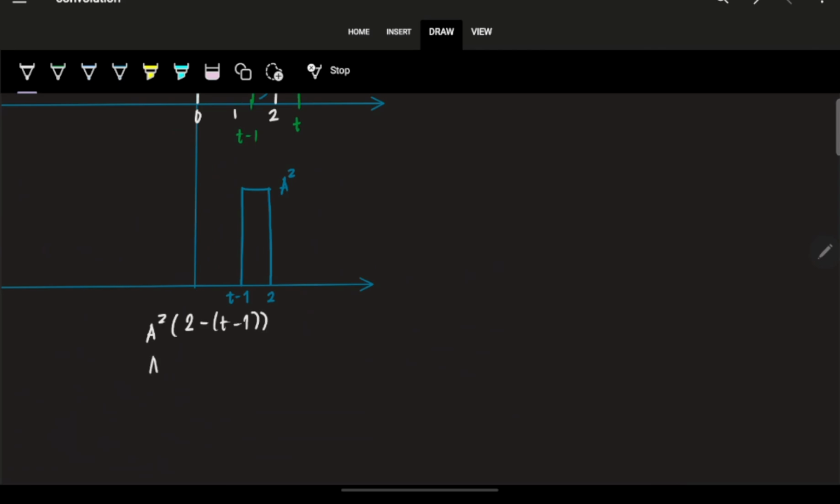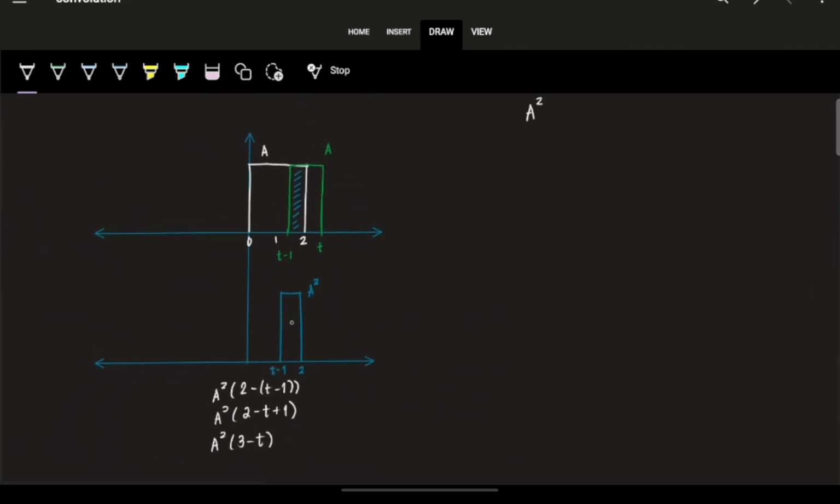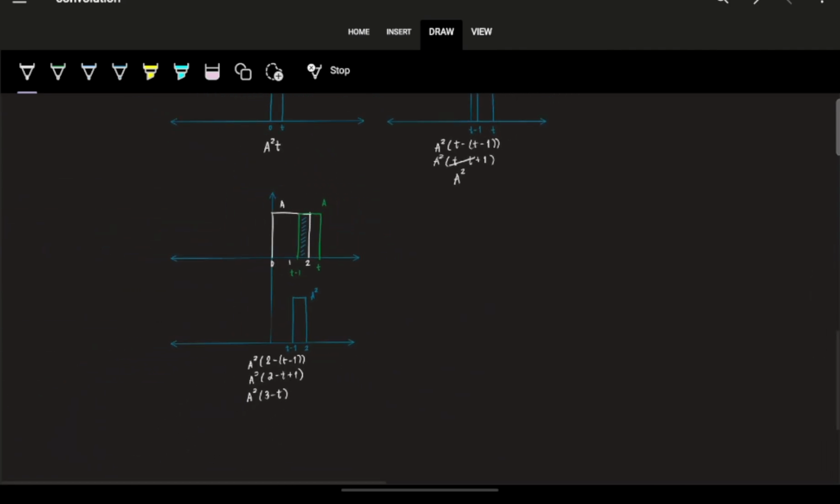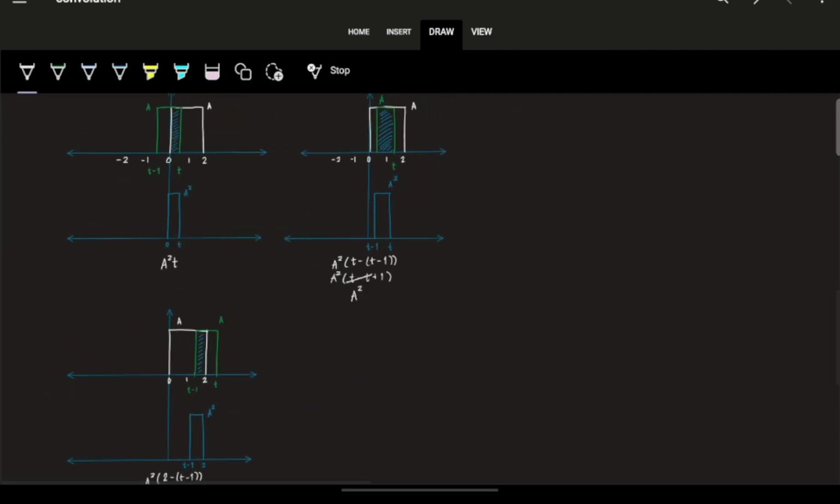Okay, so let's simplify. We have 2 minus t plus 1, so we have a squared times 3 minus t. So this is the area for this part, no? This is for the last one. Okay, so we have covered everything as we move t.